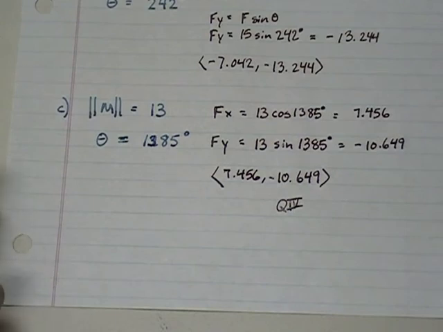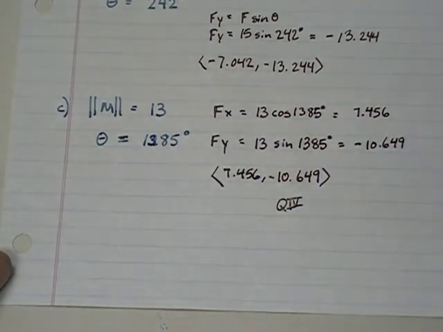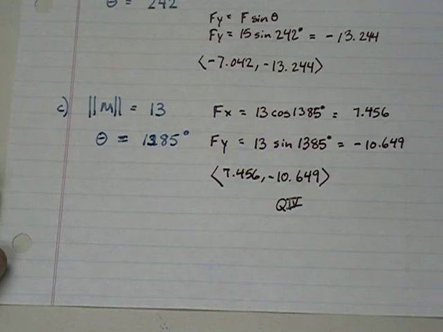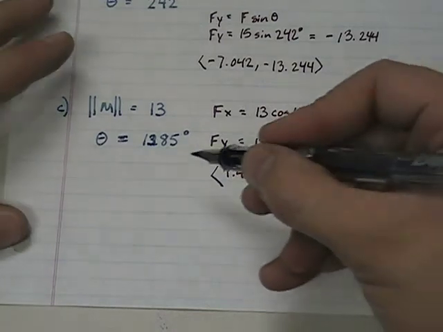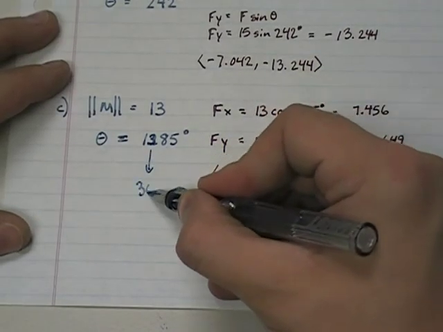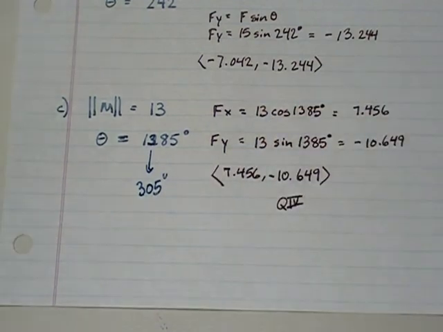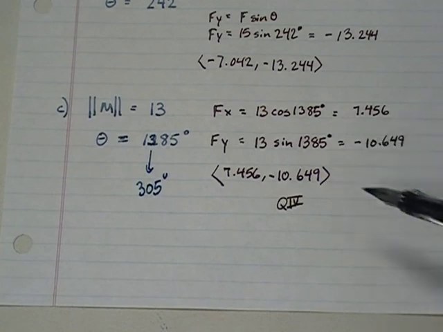Now, 1,385. I don't know what quadrant that's in. But if I subtract 360, and I subtract 360, and I subtract 360 again, I come up with 305 degrees. So this is coterminal to 305 degrees. Well, 305 degrees is in quadrant 4, and this vector is also in quadrant 4. So again, I feel like my answer makes sense.